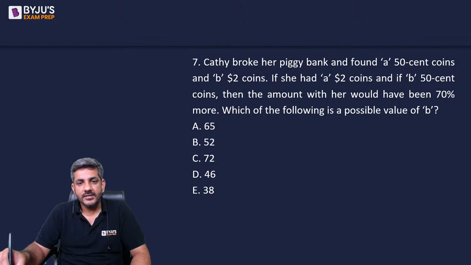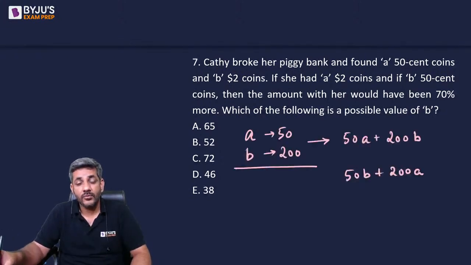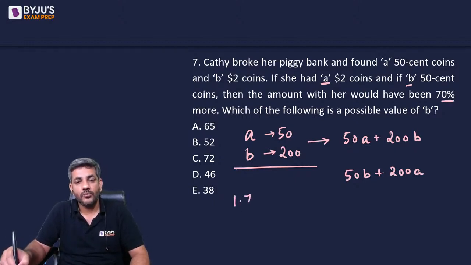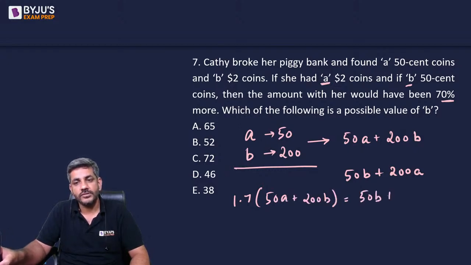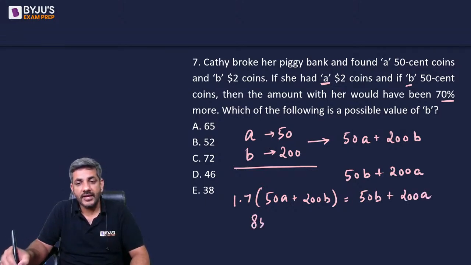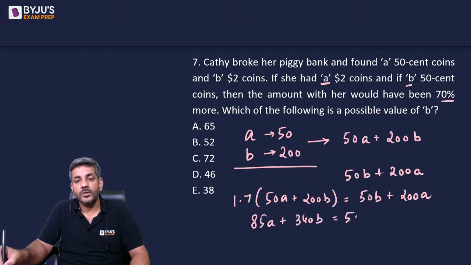So currently she has A coins of 50 cent, saying that if there were A $2 coins and B 50 cent, that means had they been interchanged, this money would have been 70% more than the previous one. So that means 1.7 times of the previous amount is equal to the new amount, because this new amount is 70% more than the previous one. So here I get 85A plus 340B is equal to 50B plus 200A.